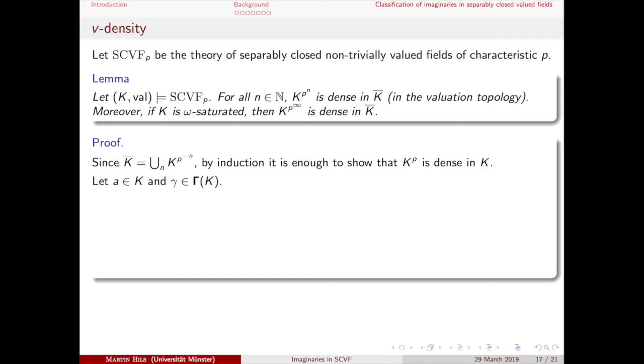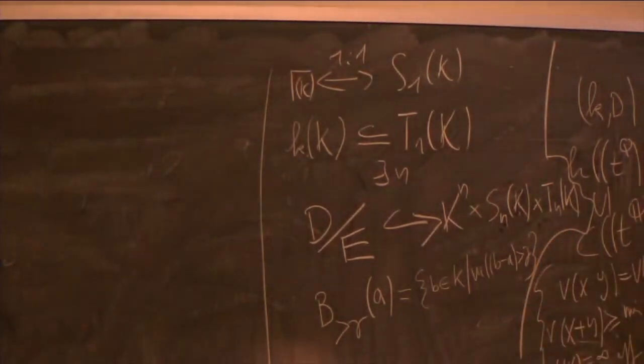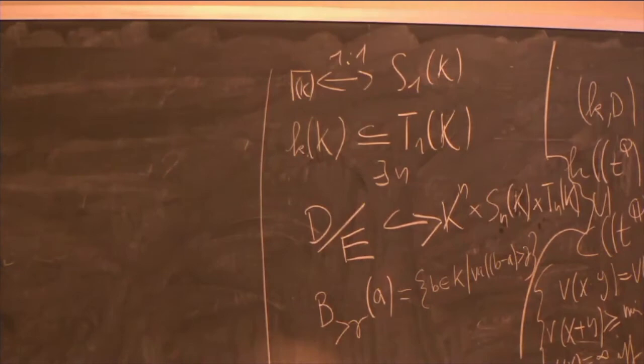So let's check. What does it mean to be dense? The valuation topology is given by the balls. Let's look at this open ball of elements b in K where the valuation of b minus a is bigger than gamma. This is a typical open set in the field K. I have to find a point from K^p in it. Good. Okay, it's easy.